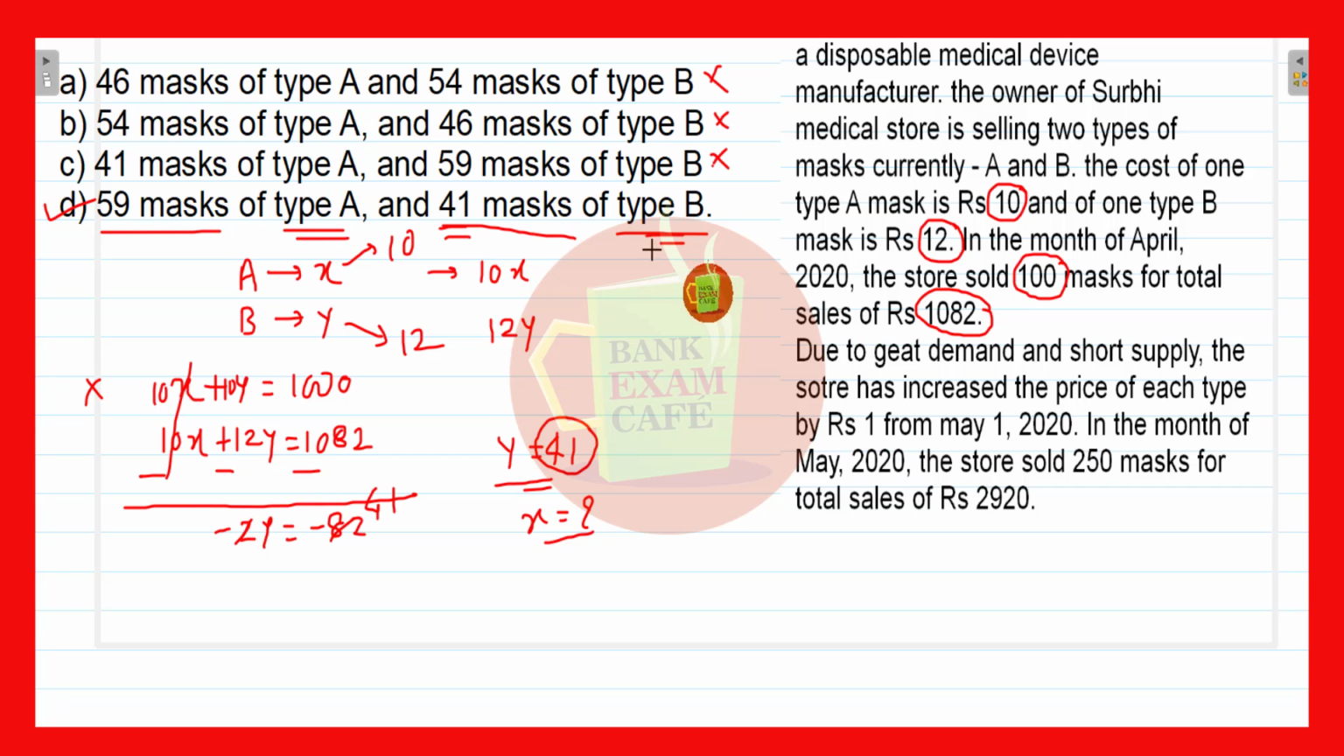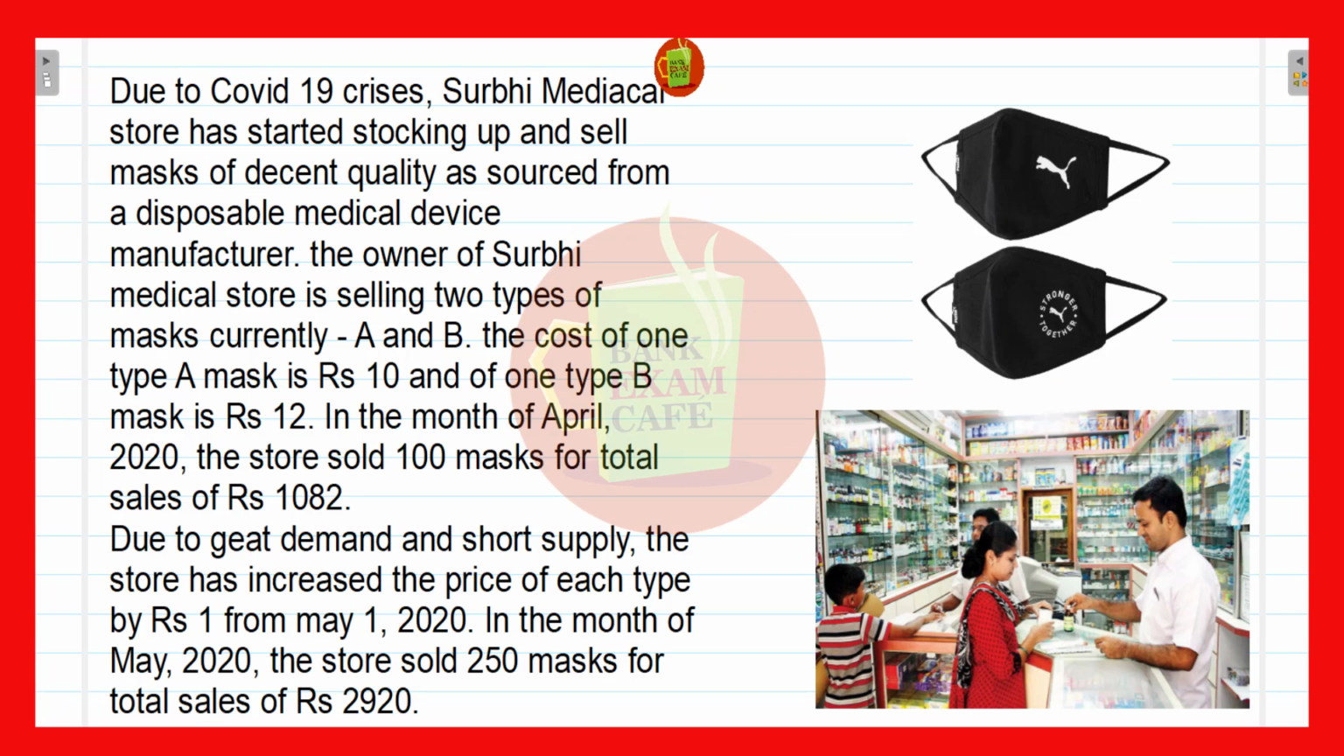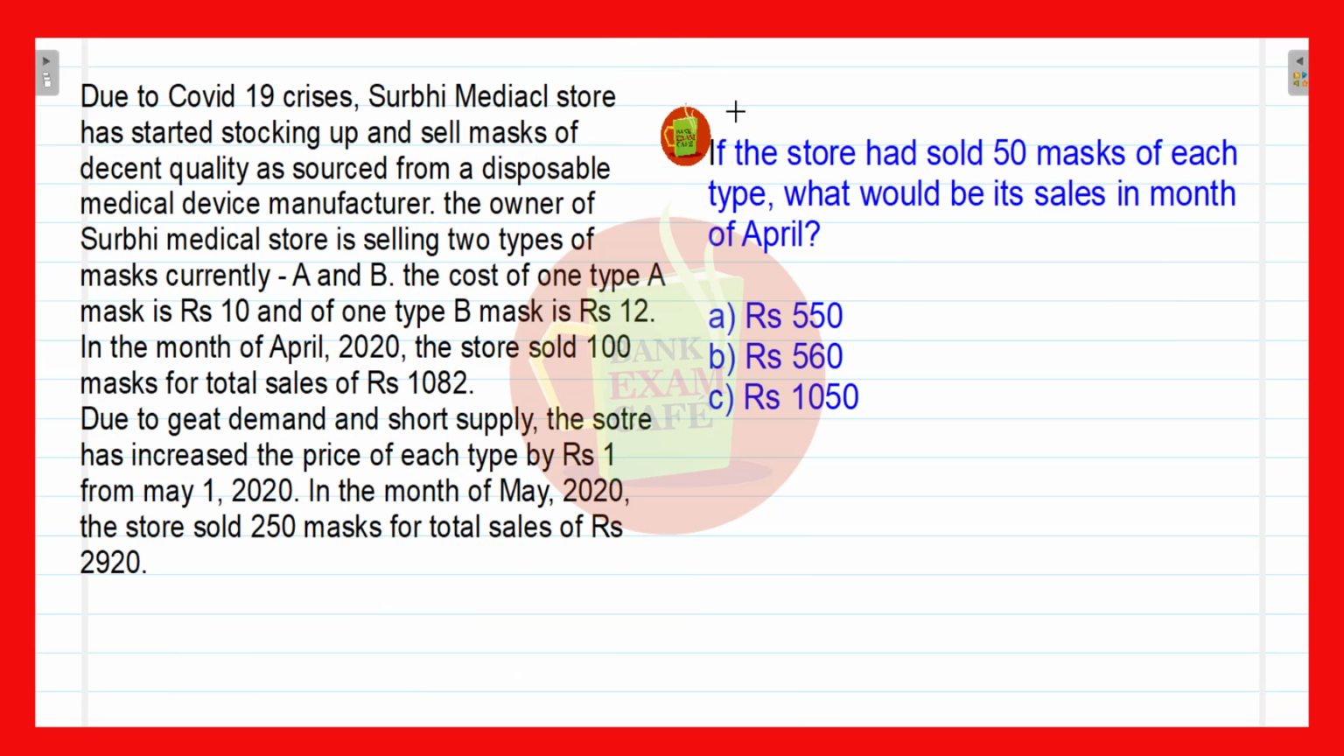Now let us move to the second question. This is another simple one. If the store had sold 50 masks of each type, means type A they have sold 50 masks and type B they have sold 50 masks, then what would be its sale in the month of April?